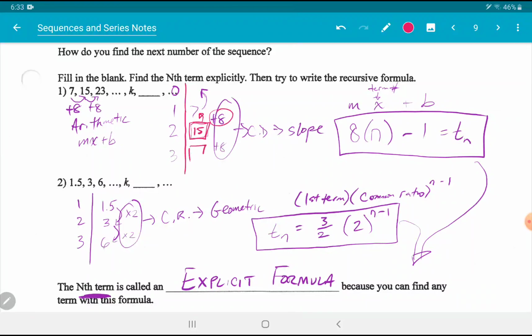Okay, well, now I don't know this number. How do I find this number? I take my previous term, 15, and what do I do? Add 8 to it. That'll give me 23.